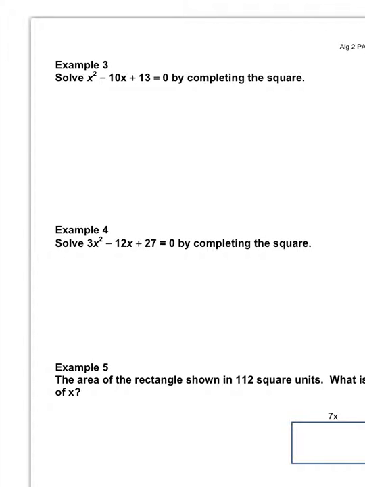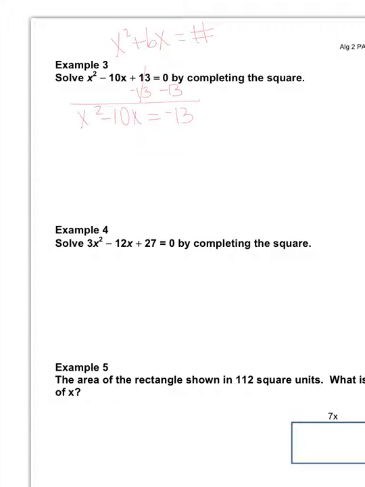Okay, so when you're completing the square, when you're using that method, the first step will be to get it in the form x squared plus bx. We want that to equal the constant, which is your number. So we need to subtract 3. So we end up with x squared minus 10x equals negative 3. So we move the constant to the other side.